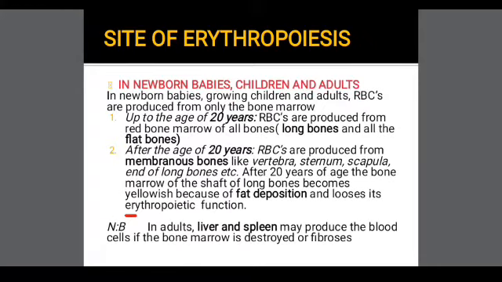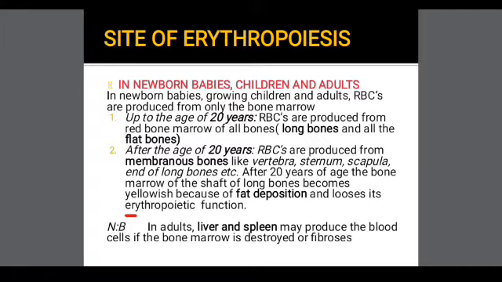Let's move on to the site of erythropoiesis in newborn babies, children, and adults. In newborn babies, RBCs are produced from only the bone marrow. Then, up to the age of 20 years, RBCs are produced from the red bone marrow of all bones, long bones and flat bones, mostly from the long bones and from the flat bones.